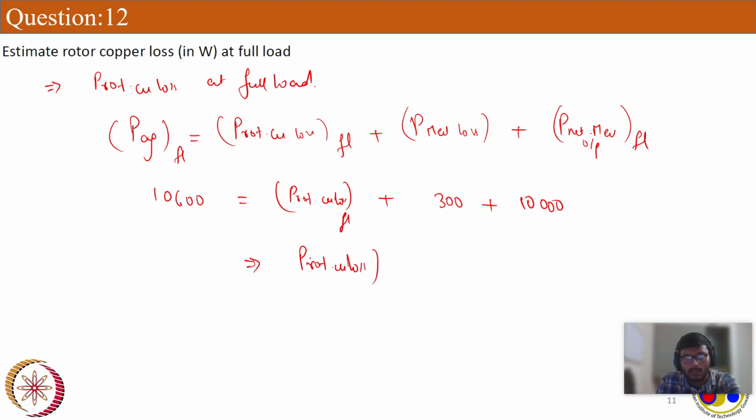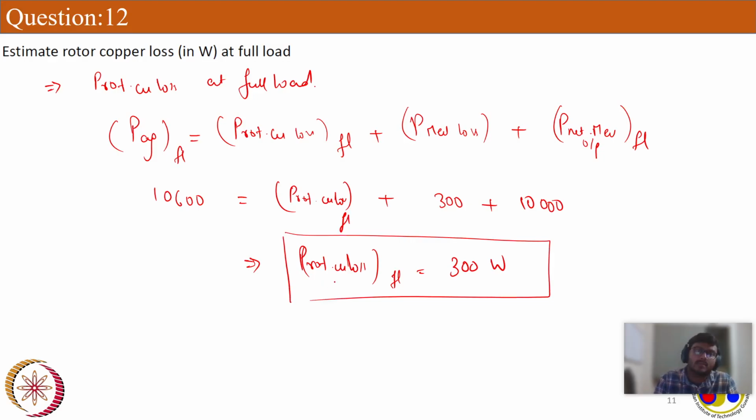Now from this, P rotor copper losses at full load is equal to 10,600 minus 10,000 minus 300. That's 300 watts. So this is the rotor copper losses, and it will occur at the full load condition. Again, it's a simple power flow diagram relation only. If you are thorough with the power flow diagram and its relations, if you know this, you subtract this, it will be very easy.